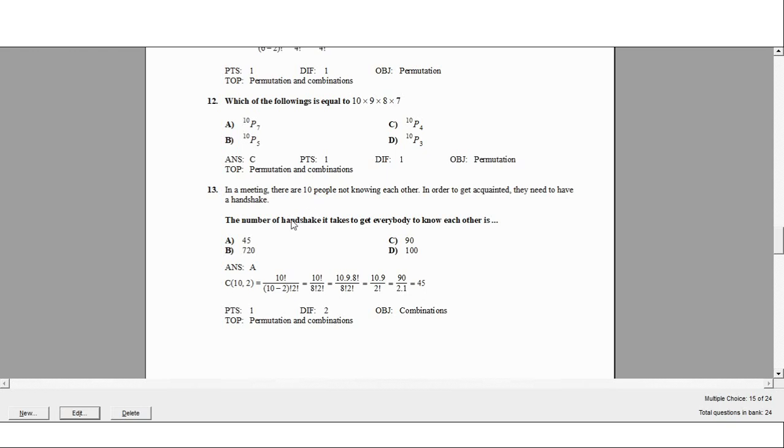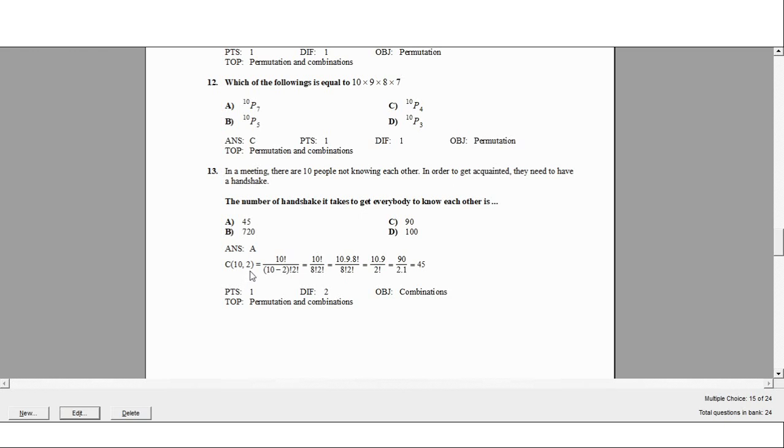So handshaking consists of 2 people. It means the event is choosing 2 people out of 10. So it's only choosing, not ordering. So this one is using the concept of combination.